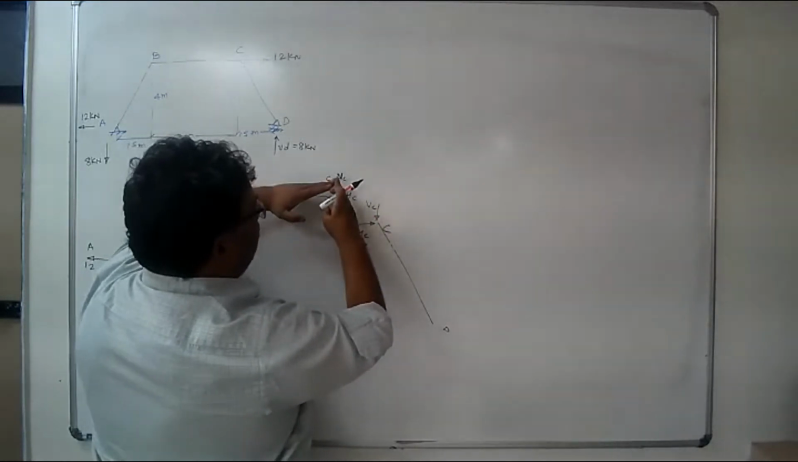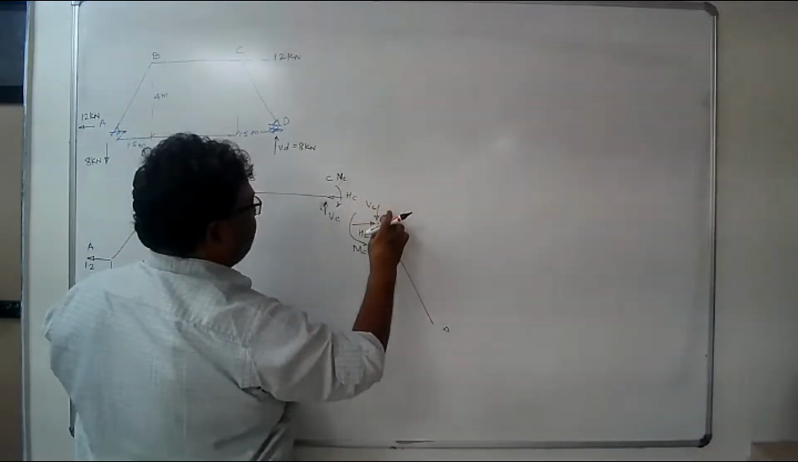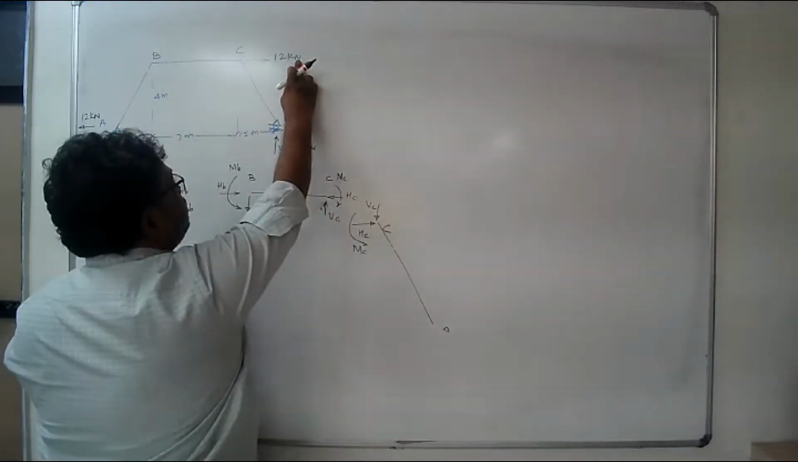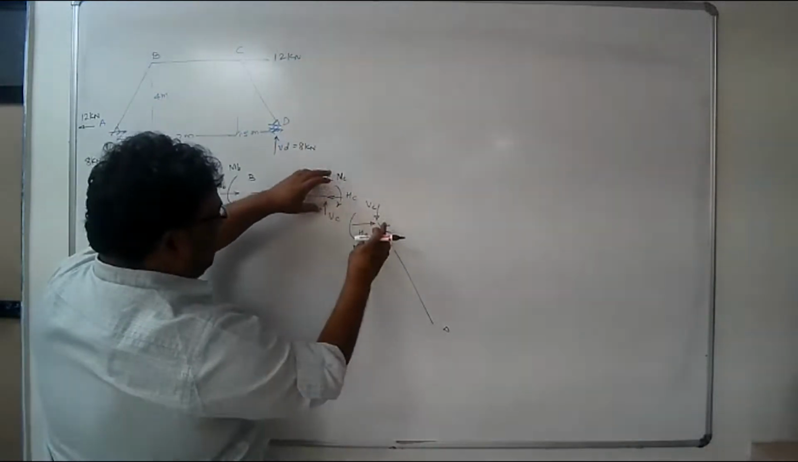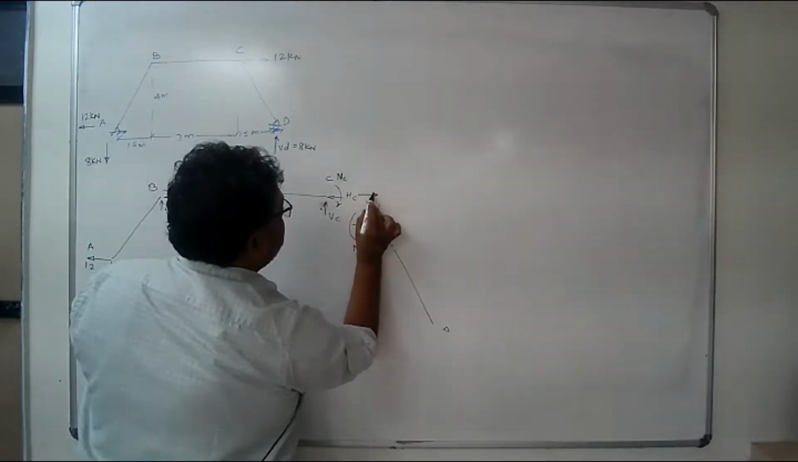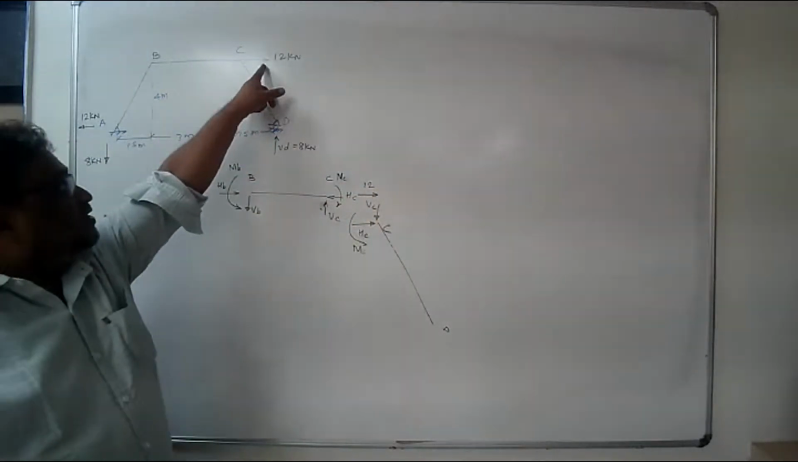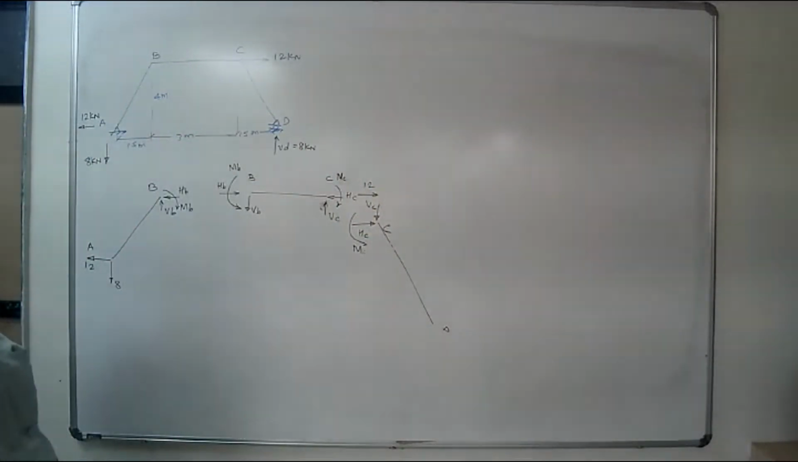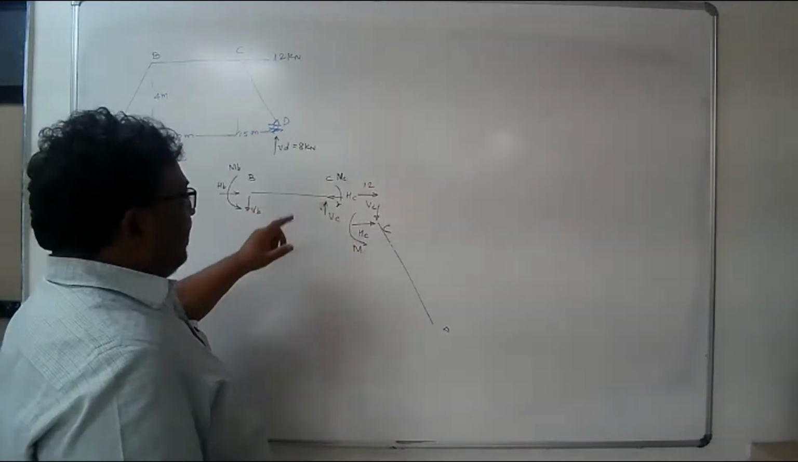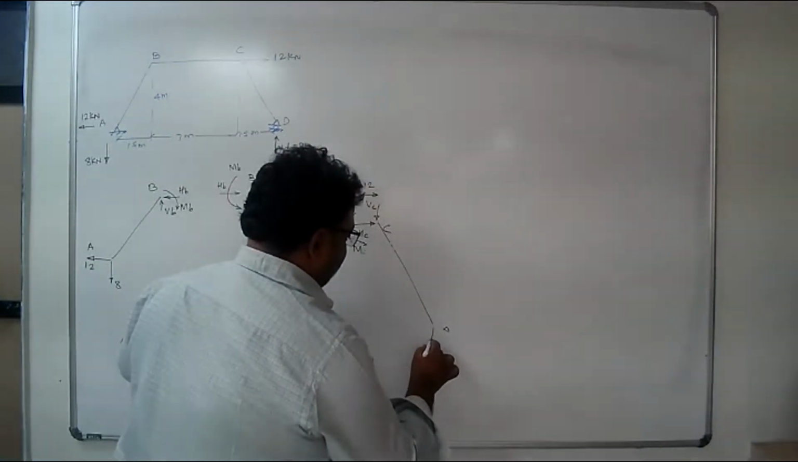So that when I join the two, all these internal forces will balance each other and only this 12 kilonewton force will be left. So I show it here on the horizontal member, 12 in the same direction as it is. Now this is CD and here there is a force of 8 kilonewton acting up.